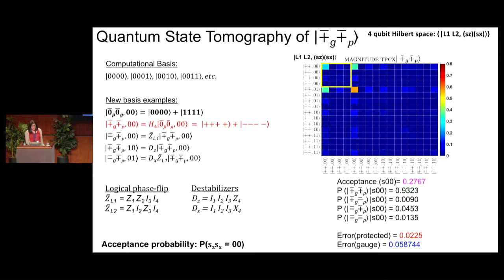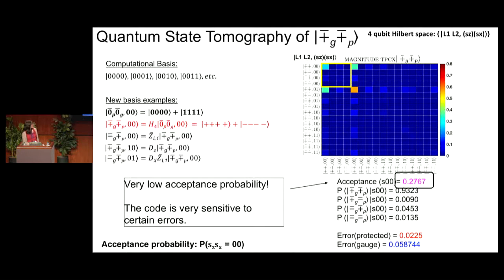And when you actually look at the acceptance probability, it's very low. It's less than 30%. So clearly, there are a lot of states that are outside of this code space. And so from this, you could see that the code is very sensitive to certain errors.